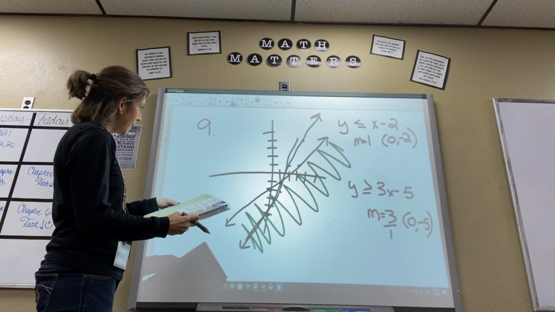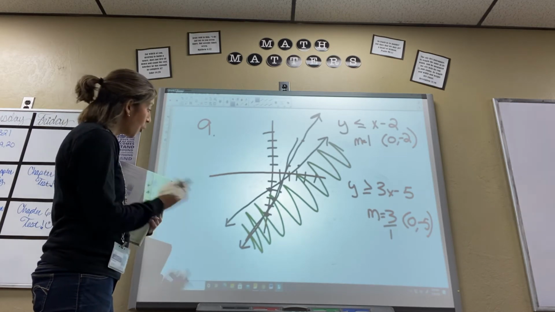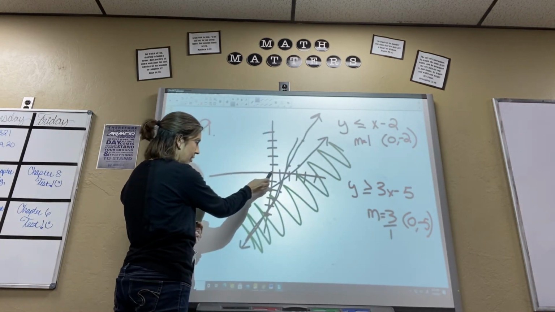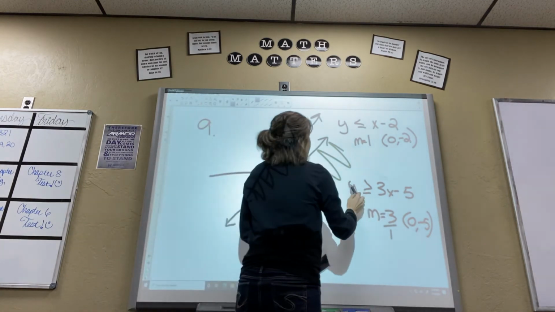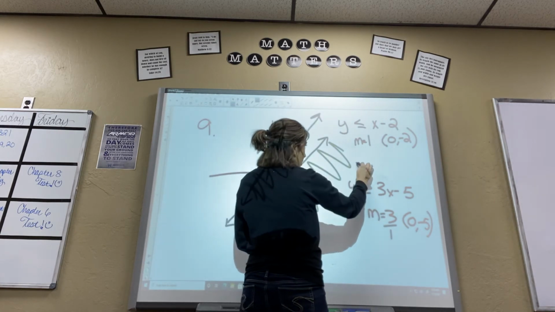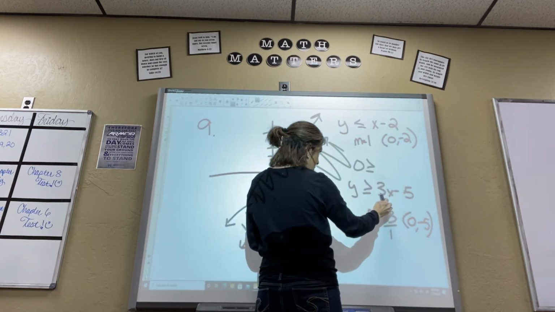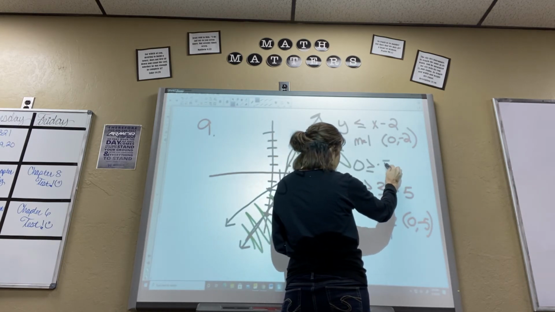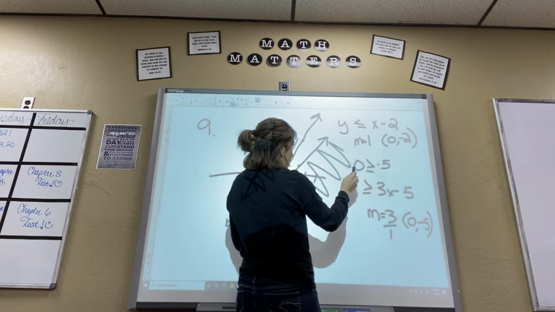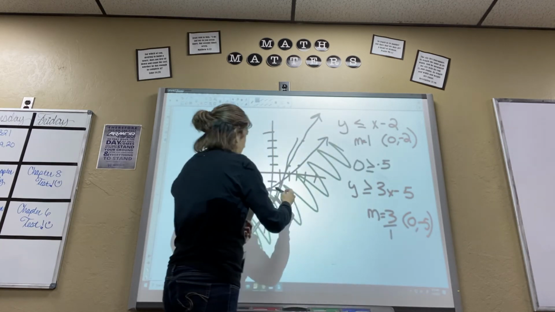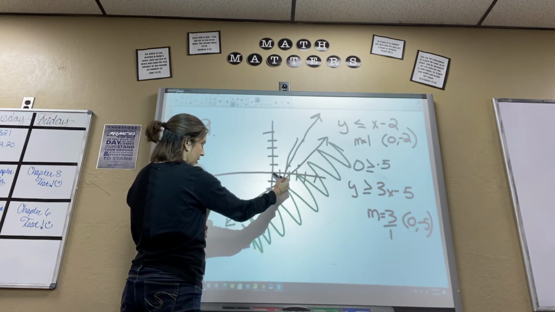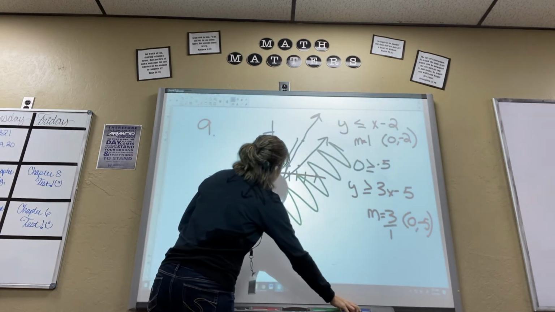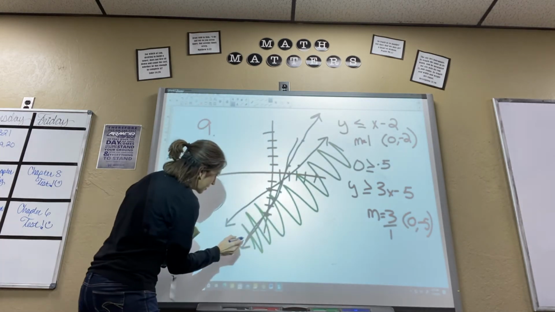Okay, then we pick a point to see if it works. So let's do 0, 0 to see if it's this side. So then we have 0 is greater than or equal to 0 minus 5, which is negative 5. Is that true? Yes, it is. 0 is greater than negative 5. So then it's all this, it's above the line. So let's shade above this line.